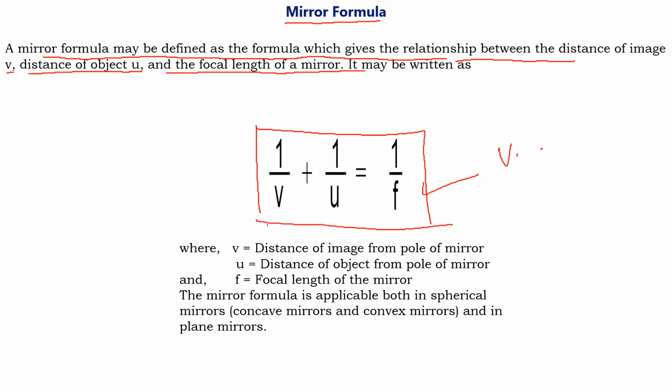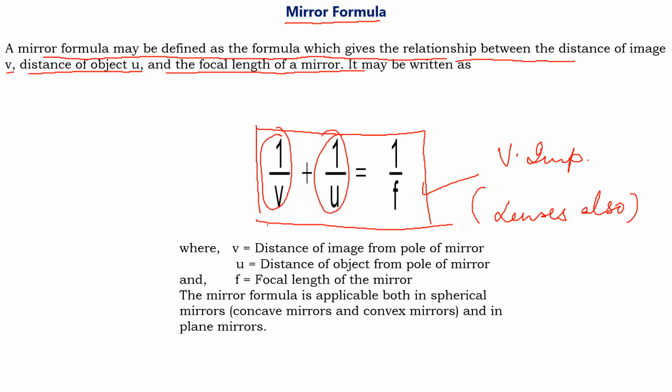This is very important because the same kind of formula with little difference we will study for lenses also. It won't be exactly the same, some signs will vary. But the basic is 1 by V plus 1 by U equals to 1 by F, where V is the image distance from pole, U is the object distance from pole, and F is the focal length of the mirror. And it is applicable for both the mirrors, your concave mirror as well as the convex mirror.